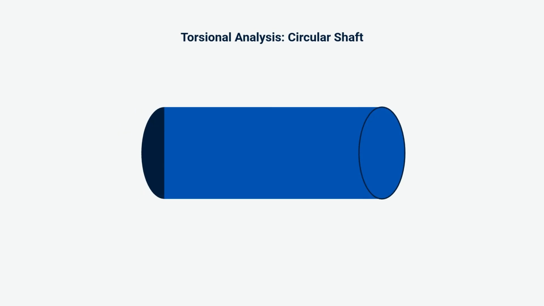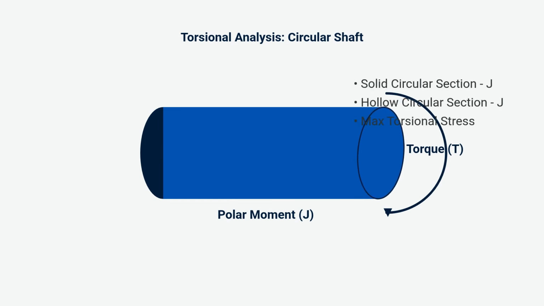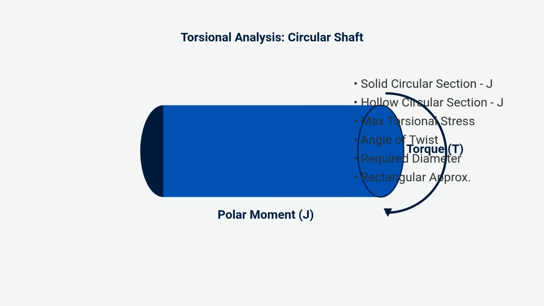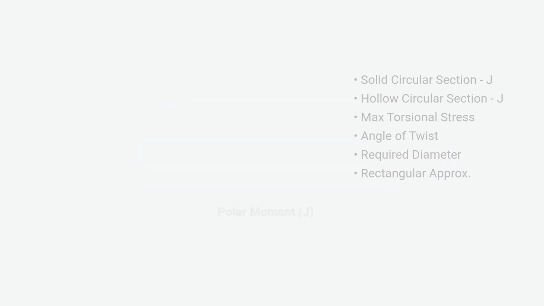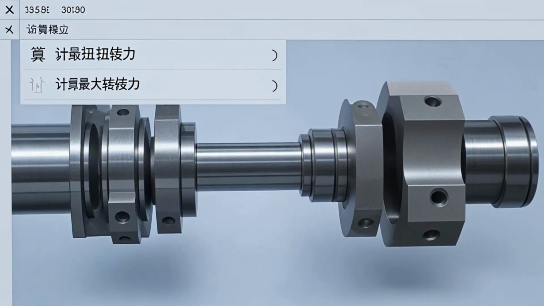Let's explore the inputs. The calculation mode drop-down offers 6 options: solid circular section, calculate J, hollow circular section, calculate J, calculate maximum torsional stress, calculate angle of twist, required diameter from torque, and rectangular section approximation. For this demonstration, I'll select Calculate Maximum Torsional Stress.